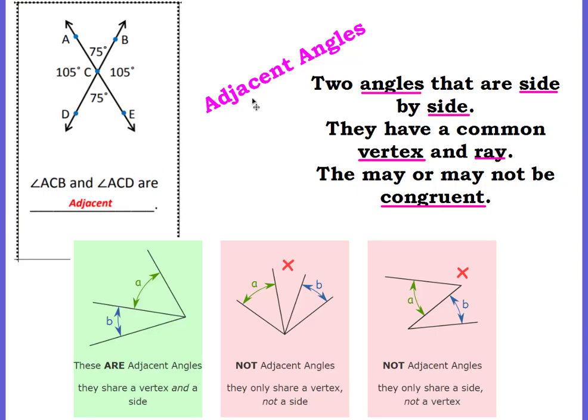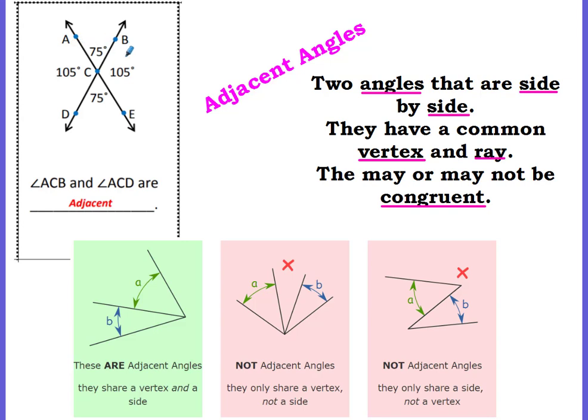Okay, the first special relationship is what we call adjacent angles. These are adjacent angles. They are two angles that are side by side. They have a common vertex and ray. They may or may not be congruent. All right, so it tells us that angle ACB and angle ACD are adjacent.